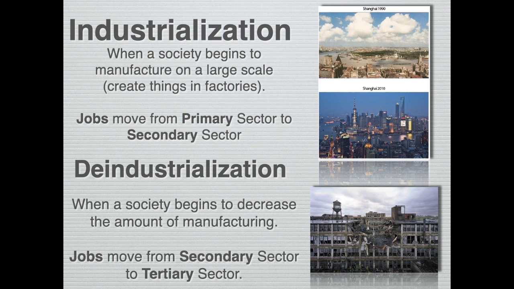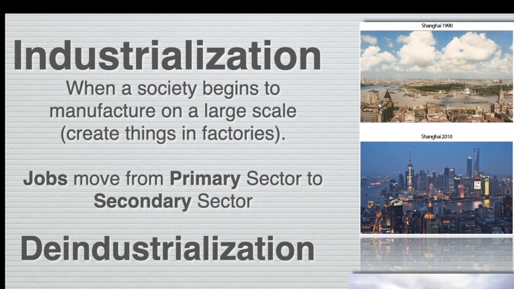But let's go back a little bit and just make sure we all understand exactly what industrialization was and how it fit with the 3 sectors of the economy. So of course, as we talked about, industrialization is when a society begins to manufacture on a large scale, right? We're talking mass production, mass consumption, and jobs move from primary sector to secondary sector. Now you still need people in the primary sector, but that went from being the biggest amount of jobs to the secondary sector having most of the jobs.